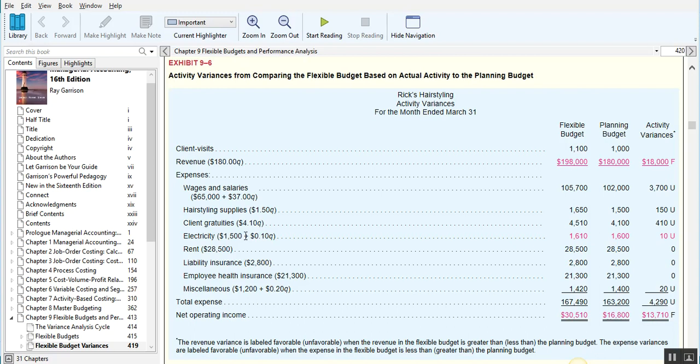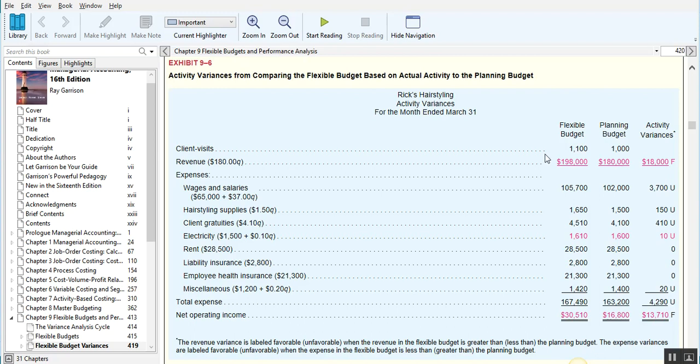And then we get into electricity. We have another mixed expense. We have a base amount plus 10 cents for each visit. So we're going to multiply this 10 times the 1,100 and add it to the $1,500. We get 1,610 here. And so you'll see these variances that are occurring.